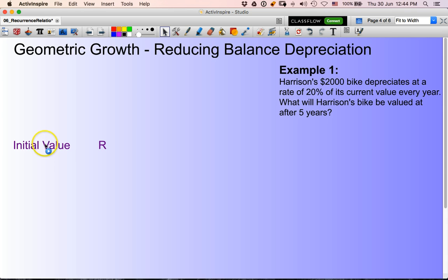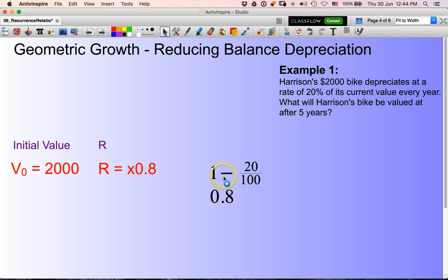So the initial value is 2000. Now my rate is 0.8. My R is 0.8. Now the way that was derived is 1 minus the 20%. In other words, it's lost 20% of its value. Now to solve this effectively, my value after the 5 years will be 0.8 to the power of 5 multiplied by 2000. In other words, it's worth $327.68. So it's lost a lot of value in its 5 years of use.